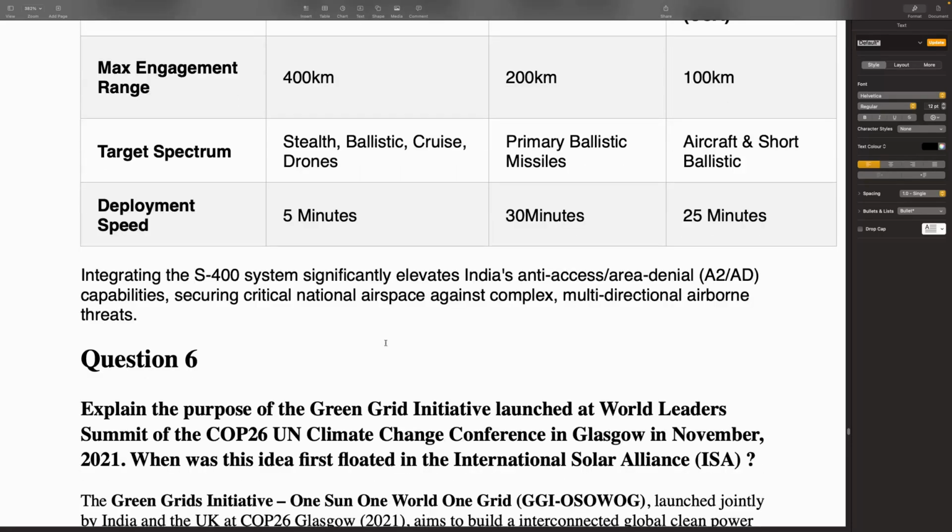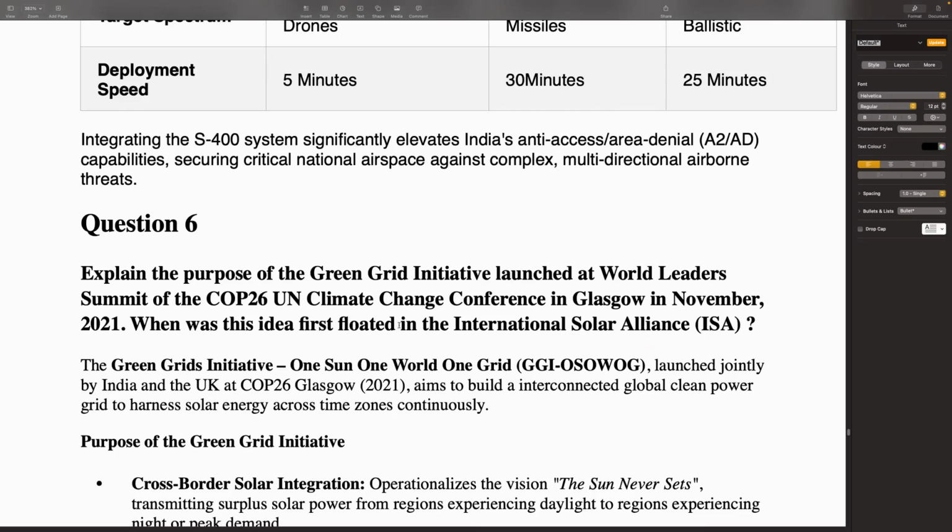Integrating the S-400 system significantly elevates India's anti-access area denial, A2AD, capabilities, securing critical national airspace against complex multi-directional airborne threats.